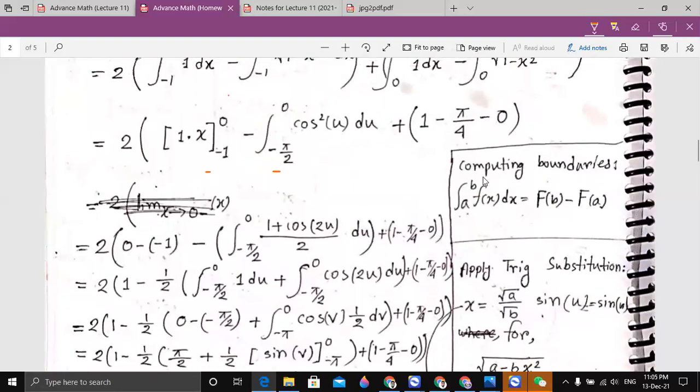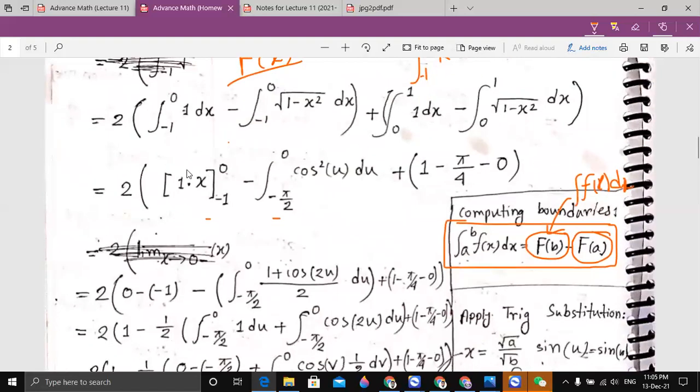Here is computing boundaries. So how do we compute the boundary? The integration from a to b of f of x dx is f of b minus f of a. This capital letter F represents the integration of f of x. You see here we had 1 here, so the integration of 1 is x.